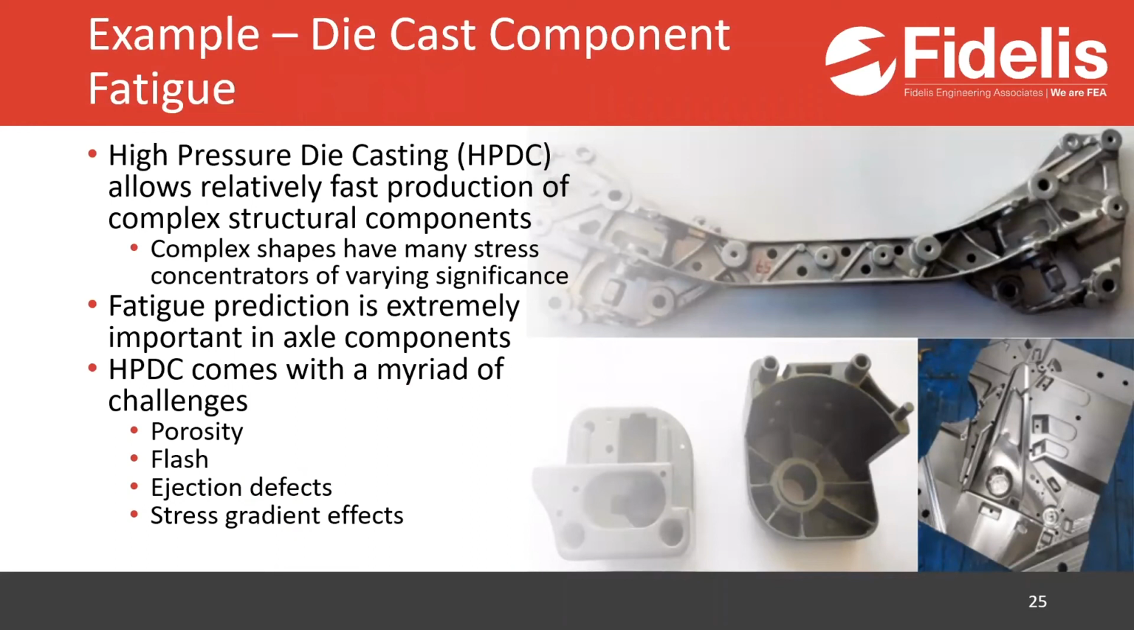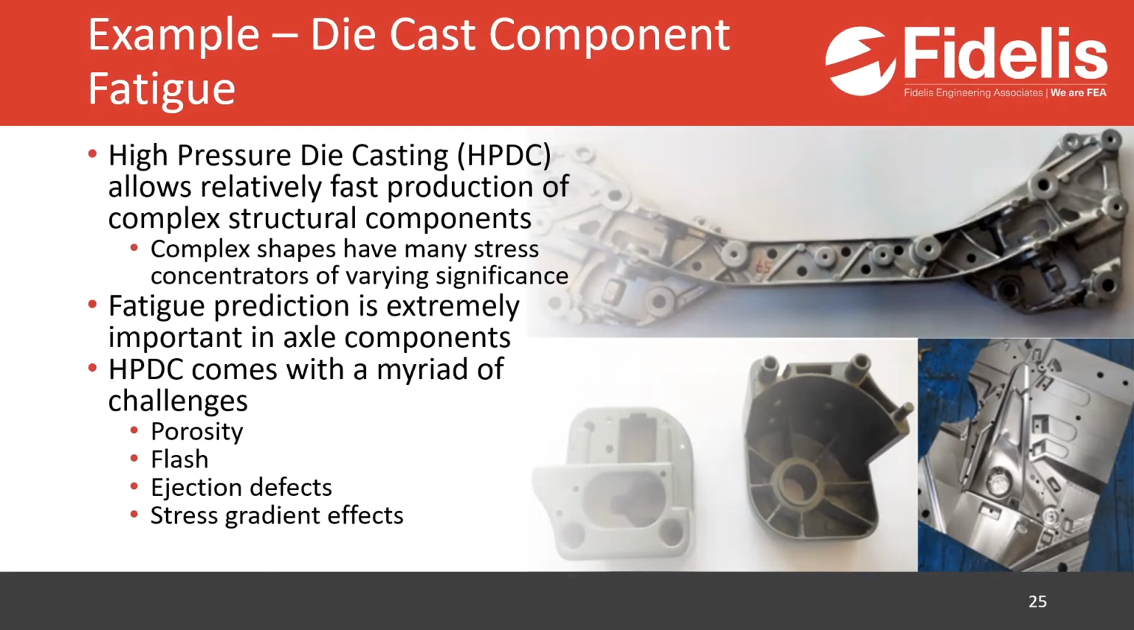So a couple of examples of some of the work we did, just so that you know, we did do some work here. We looked at some high pressure die cast components. High pressure die casting allows us to rapidly produce quite complex shapes. In those complex shapes, we will always have many different stress concentrators. And fatigue prediction is extremely important in things like axle components.